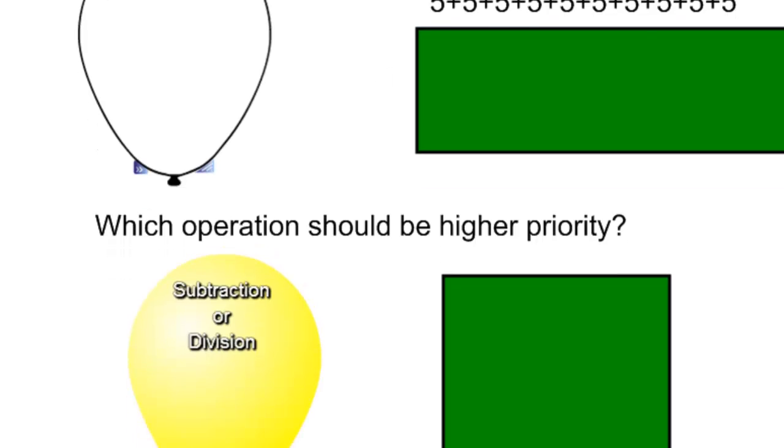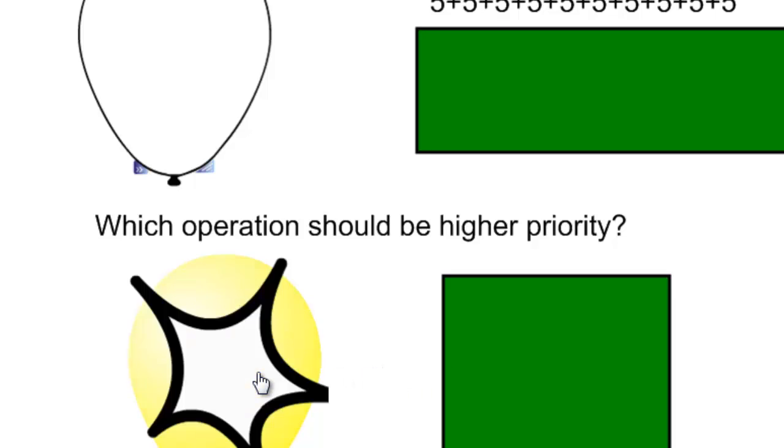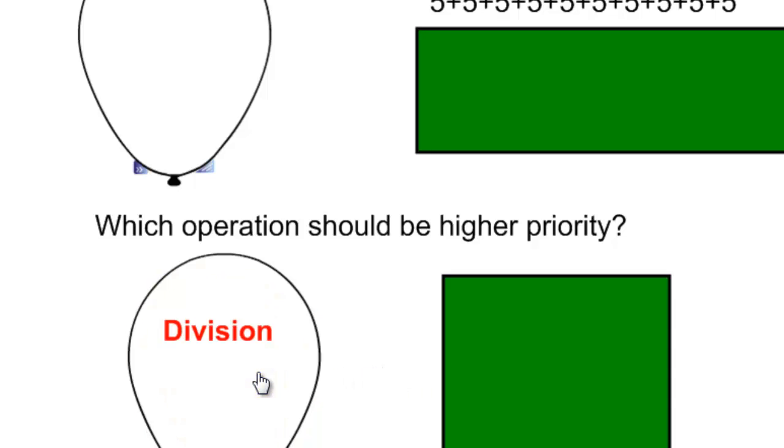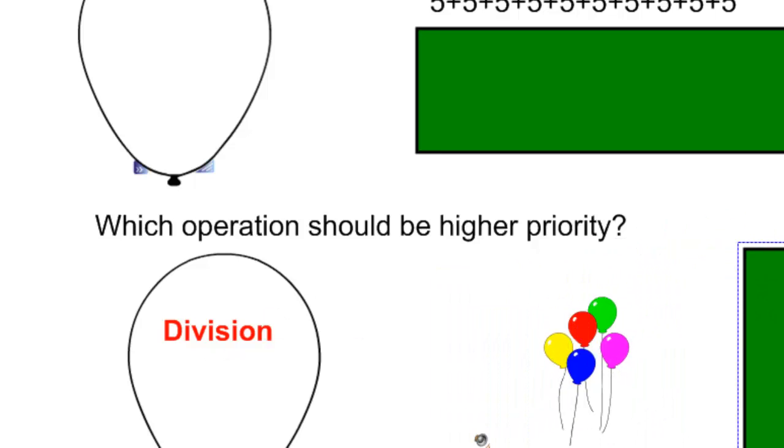Which operation should have a higher priority, subtraction or division? I want you to think about this one as well. What do you think should be there? So I'll wait a second. Okay, have you got an answer? You paused the video? You're sure? Subtraction? Division? What is it? Well, click the balloon, and it's division. And hopefully most of you got that. And if you did, this is a salute to you.